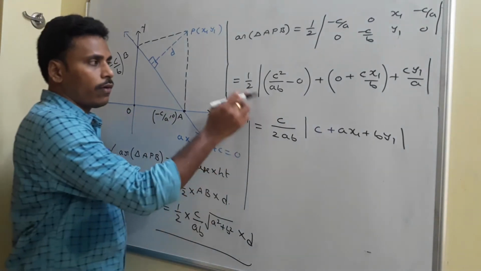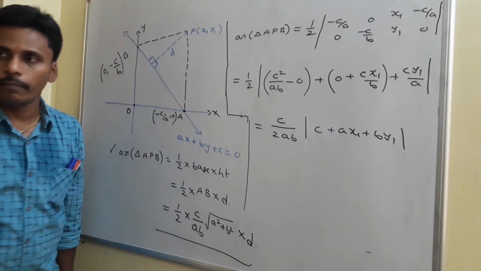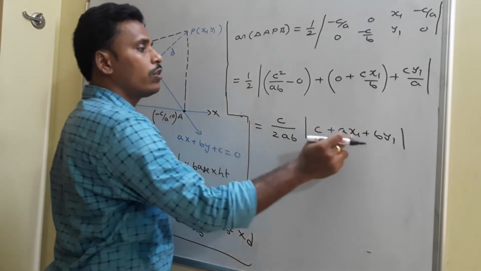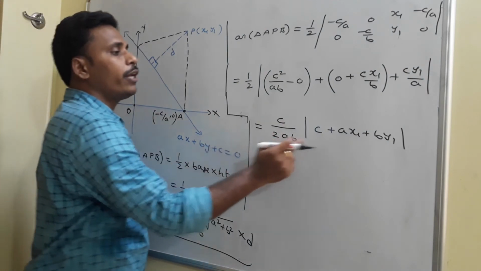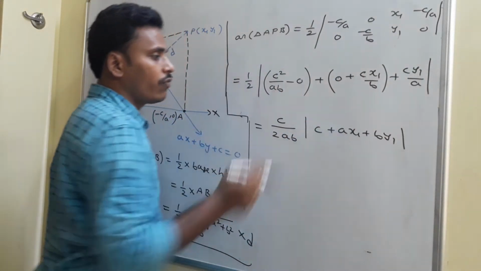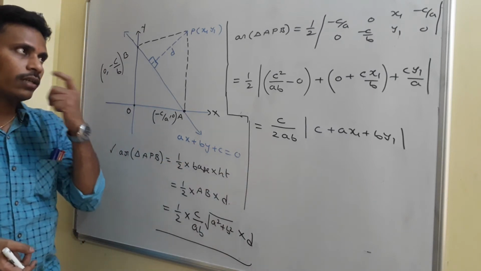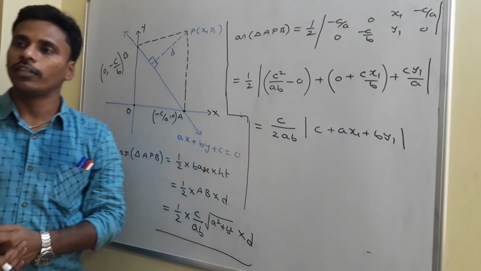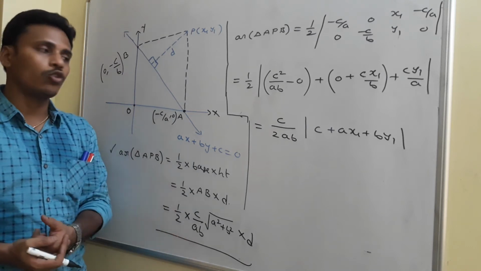1 by 2 is already out. c by ab into c is c square by ab. c by ab into this ax1, which is cx1 by b. c by ab into this by1, which is c y1 by a. So everything is same. So this is the area at the end using the area of the triangle with the 3 points. And this is the area by using half base into height.